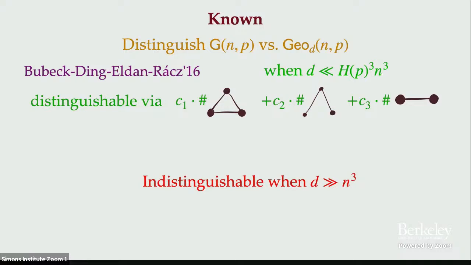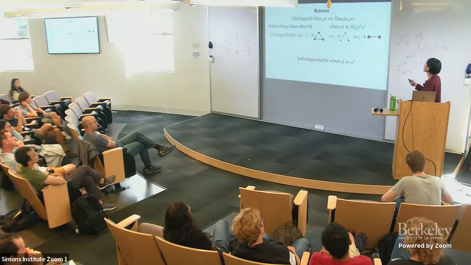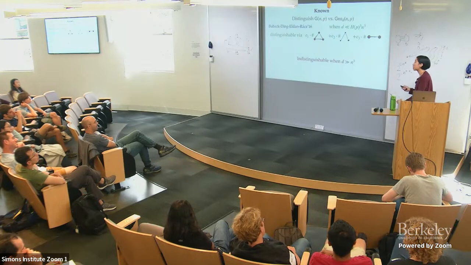Maybe you already said this, but was tau chosen so that the edge density is the same in both? Yes, exactly. We compare them with the same edge density. Otherwise it would be quite easy to distinguish.